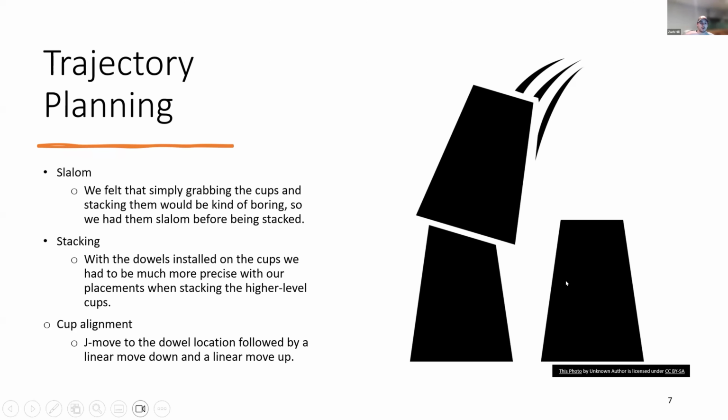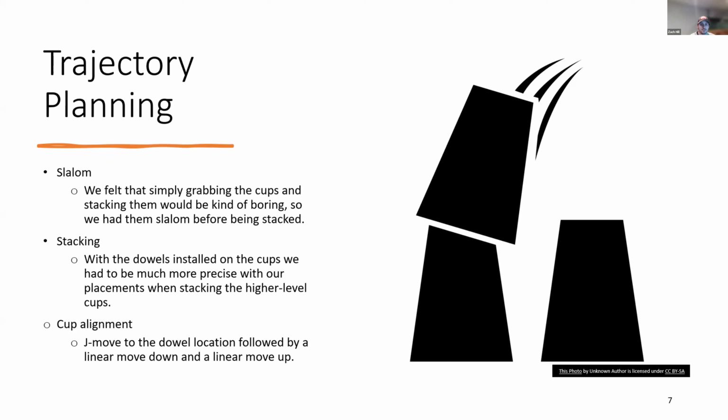So we just had the cups go through the course you saw in the video. And then the higher level cups we made do a different thing. The V motion, where the cup went over the stack, is where we were encountering a lot of our errors. Teaching the joint positions to get the cup into the right orientation to go over the cups without knocking the dowels and messing up the stack, which would mess up all of the points, was kind of difficult. And that's where we ended up breaking some of the cups.